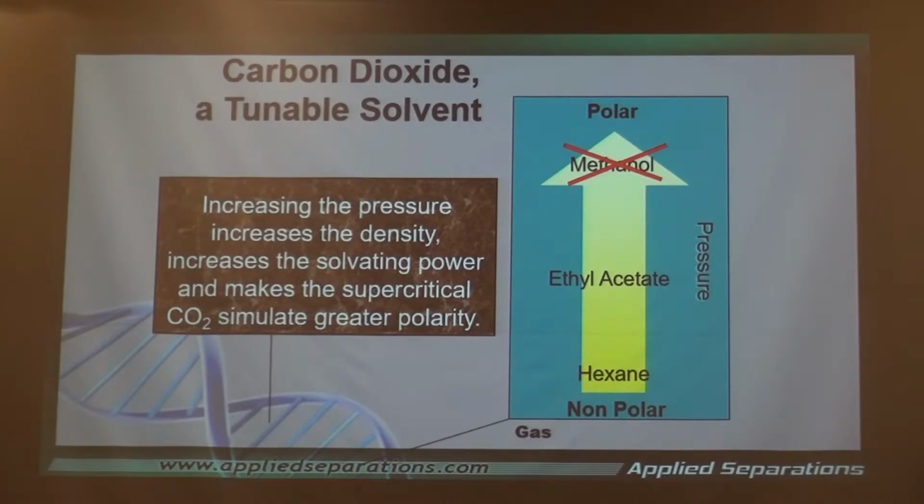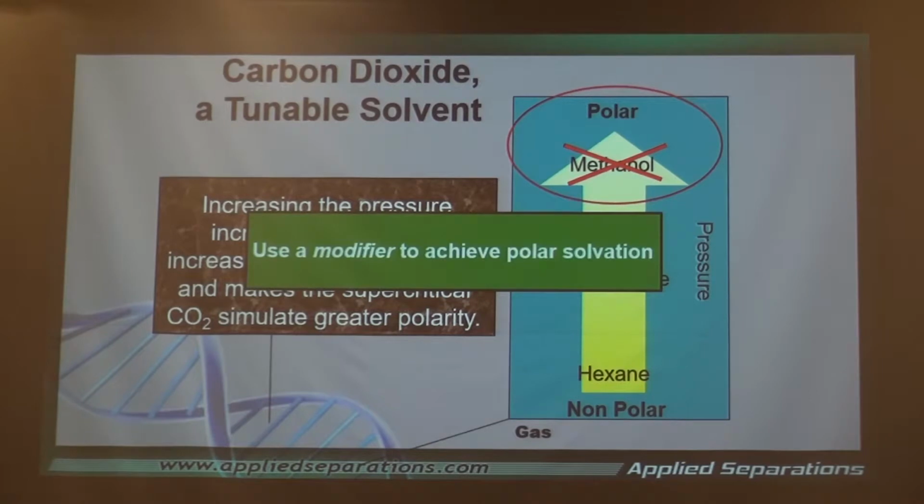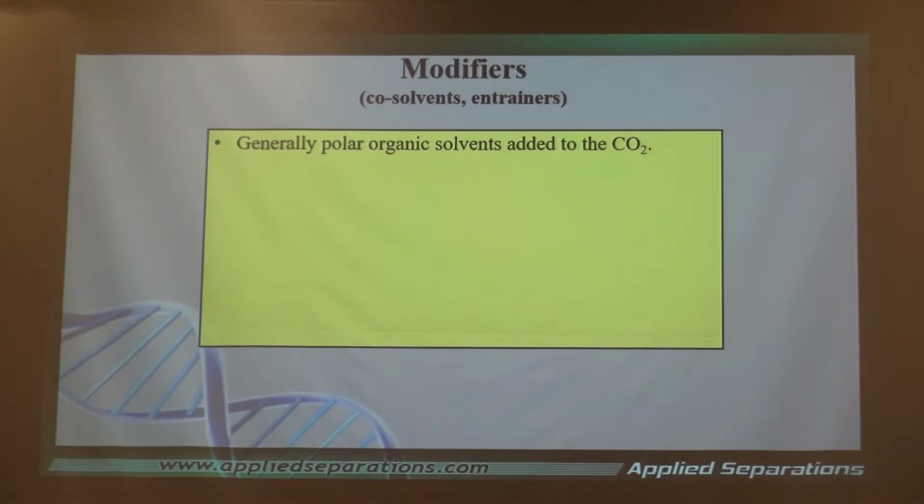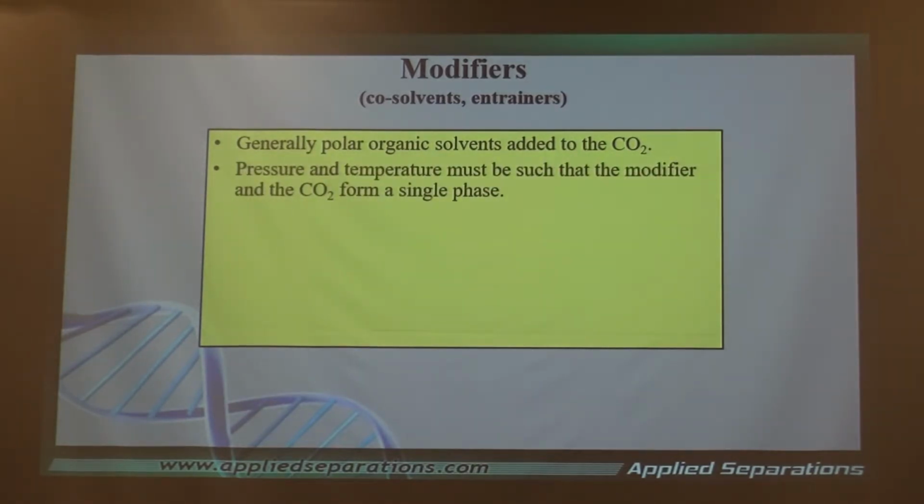As I pointed out, in our supercritical point, we couldn't reach methanol. So how are we going to extract polar compounds? As in the paper that Dr. Mukhtar gave, he talked about an extraction using a modifier. And that's exactly what we wind up doing. We typically use a polar modifier to extract polar compounds. We add them to the CO2, and what we try to do here is form a single phase.